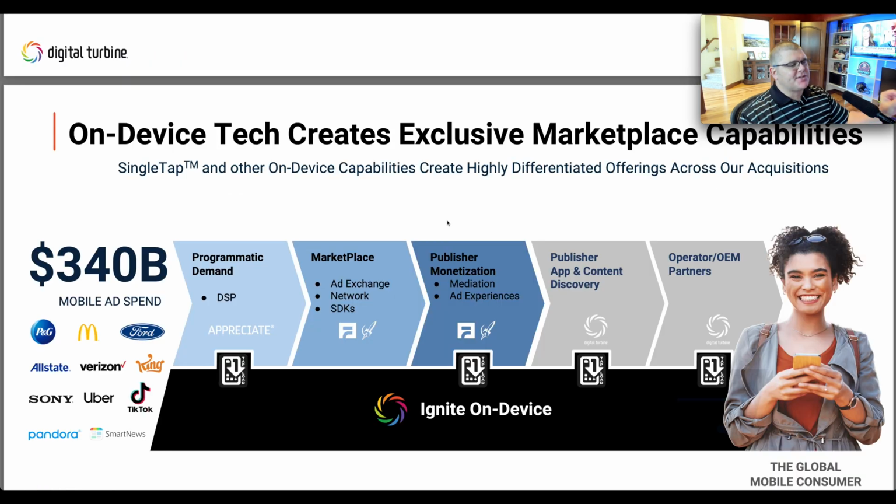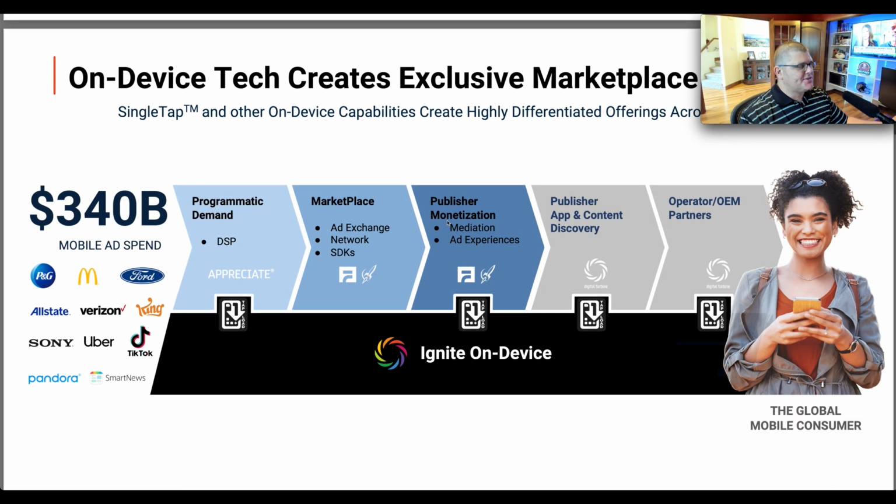On-device tech creates exclusive marketplace capabilities. You look at this 340 billion mobile ad spend, you've got big companies on the left there. You can see all the logos from Verizon, Ford, et cetera. So you've got the programmatic demand DSP, that's Appreciate. You've got the marketplace, the publisher monetization, the publisher app content discovery, and then you've got the operator OEM partners. So that's the Ignite on device, they're calling that on the bottom.